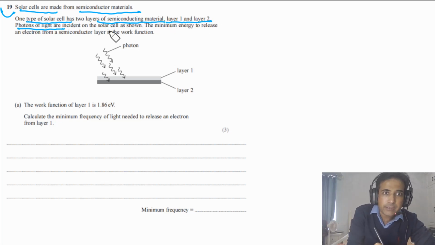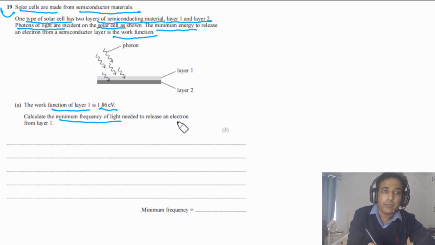Photons of light are incident on the solar cell as shown in the figure. The minimum energy to release an electron from a semiconductor layer is the work function. The work function of layer 1 is 1.86 electron volts. Calculate the minimum frequency of light needed to release an electron from layer 1.